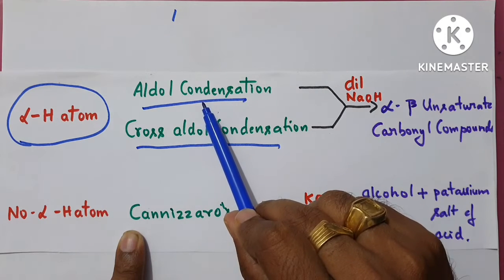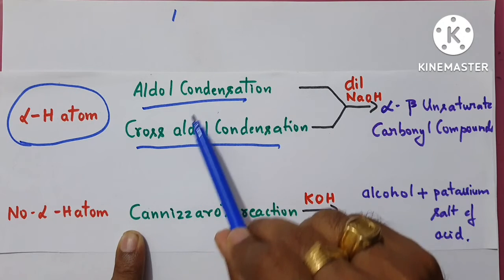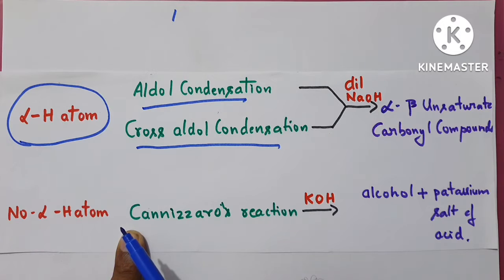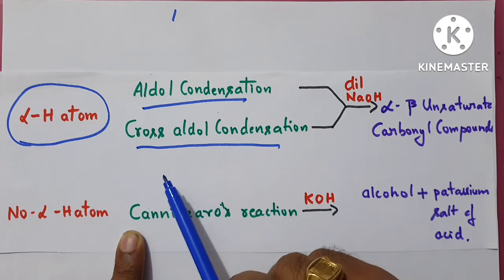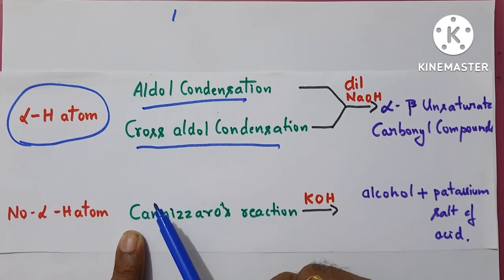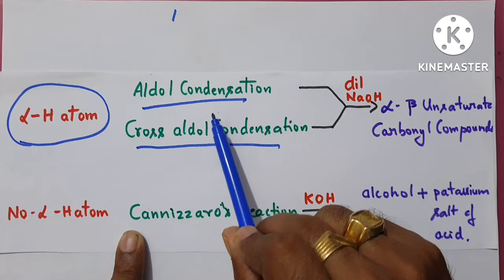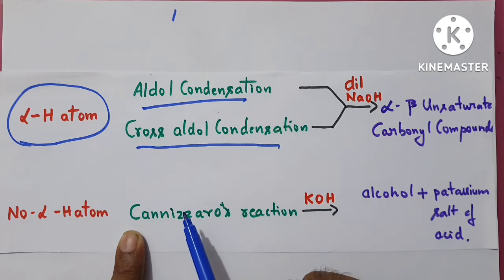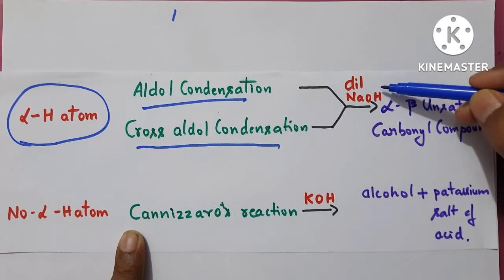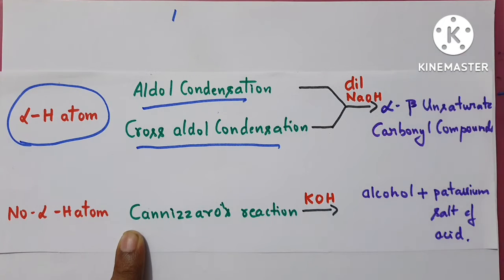How to recognize an aldol and cross-aldol condensation? I'll give you a detailed explanation based on this. Whenever it is an aldol condensation and cross-aldol condensation, they use dilute NaOH. And the final product will be alpha beta unsaturated carbonyl compounds. This is the final product, alpha beta unsaturated carbonyl compounds.